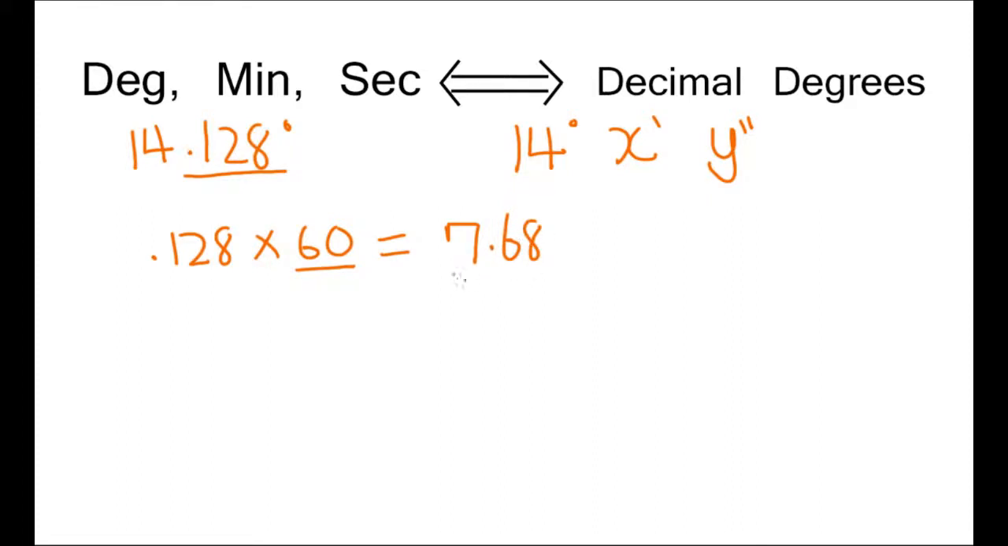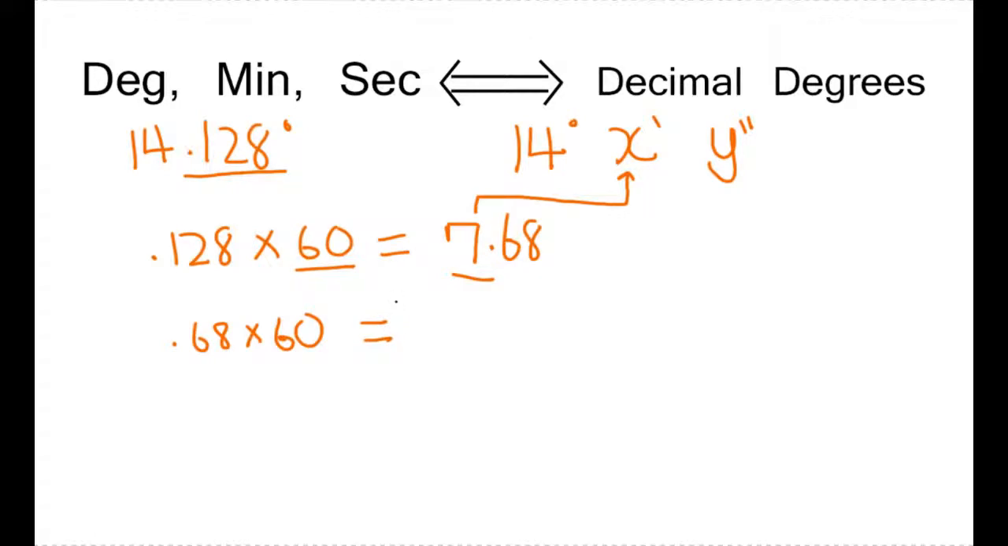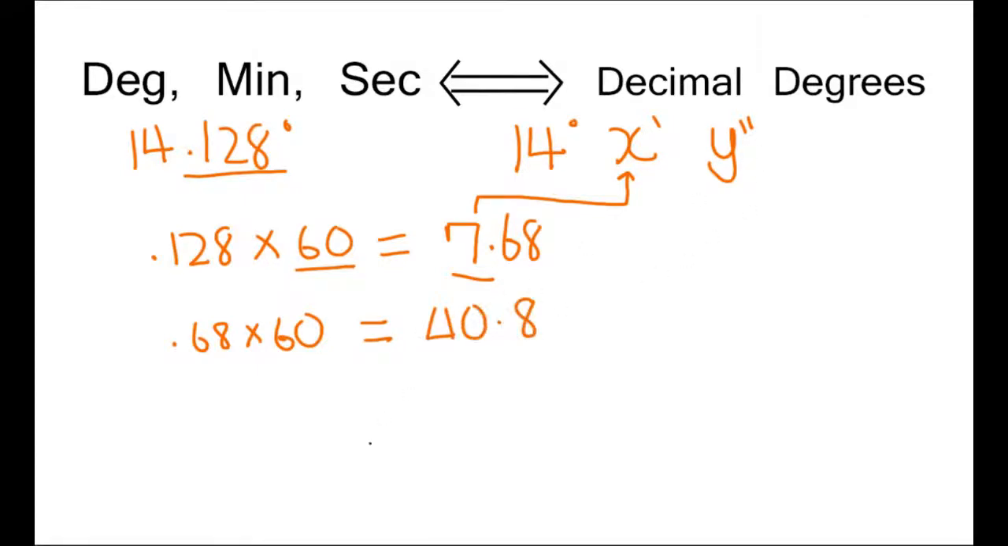Now that we have the 7, we just move the 7 into the minutes position. But what do we do with this decimal? So we do it again: 0.68 times 60, because there are 60 seconds in a minute. On my calculator, 0.68 times 60 is 40.8. And this time we just leave it in the seconds position. So changing this into degrees, minutes, seconds would be 14 degrees, 7 minutes, and 40.8 seconds.